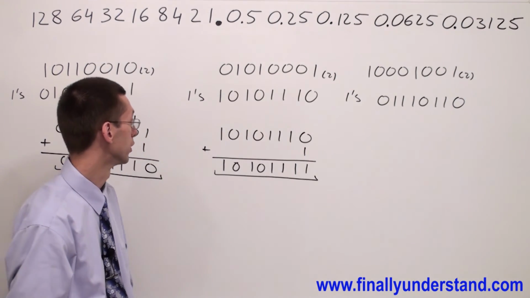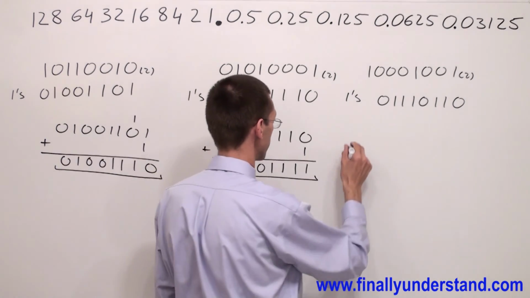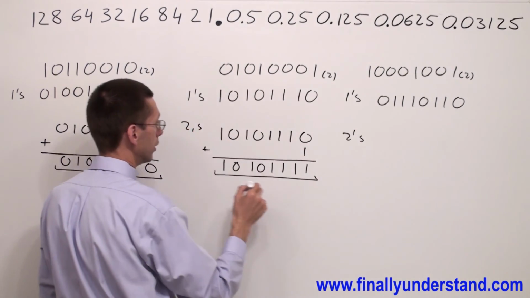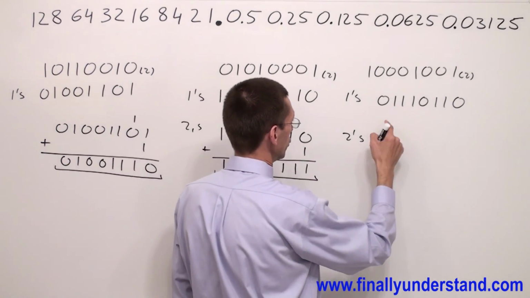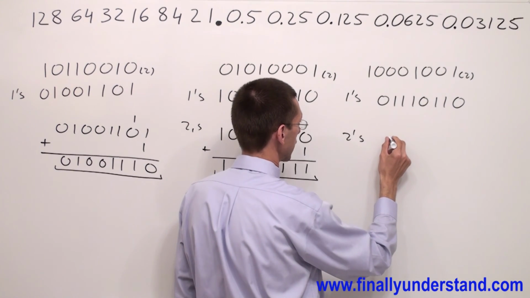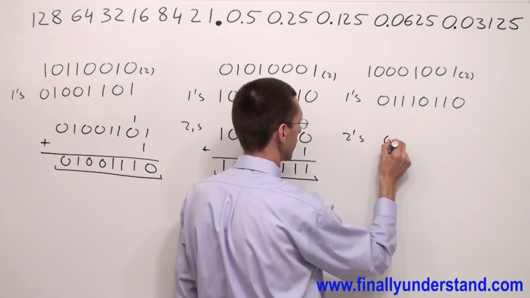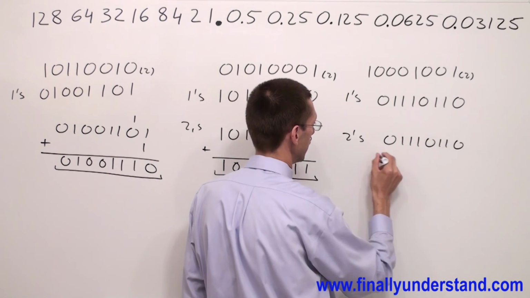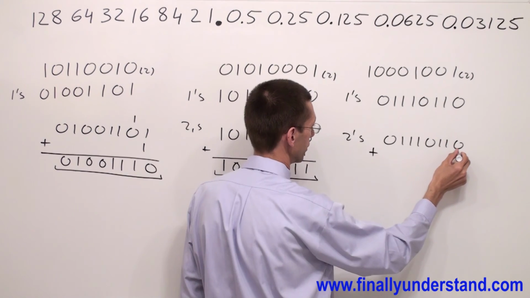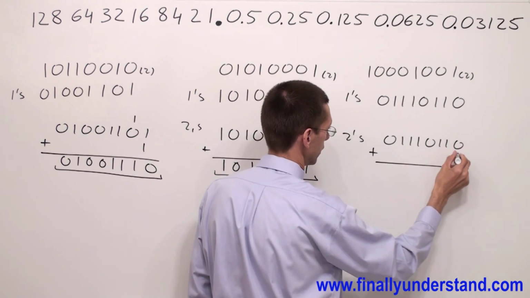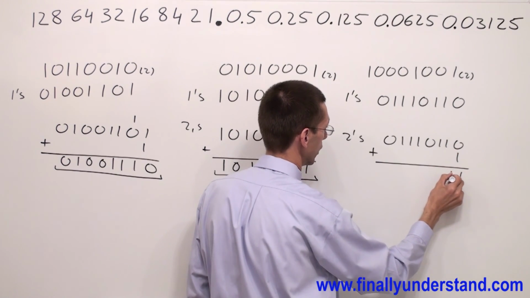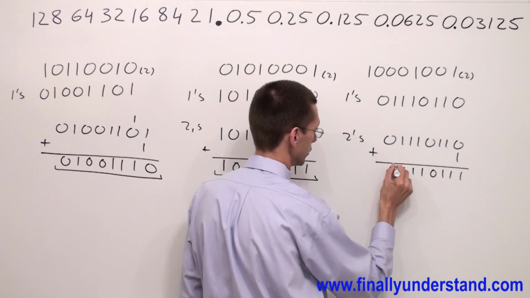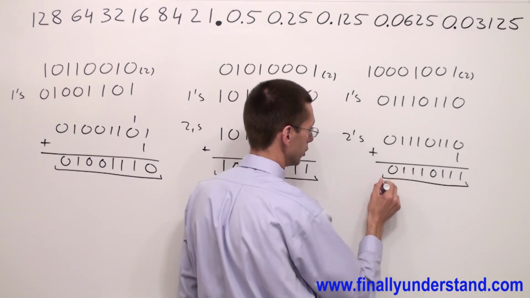In order to find the 2's complement, I'm supposed to copy down the 1's complement, 0, 1, 1, 1, 0, 1, 1, 0, and add 1 to the 1's complement. I'm going to have 1, 1, 1, 0, 1, 1, 1, 0. And this is the solution to my problem.